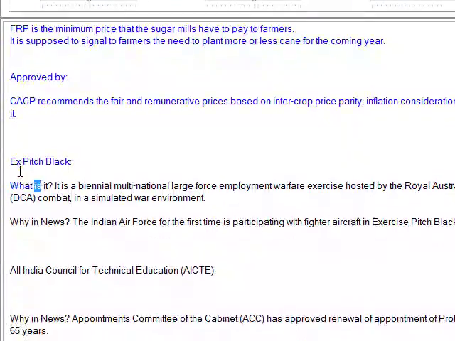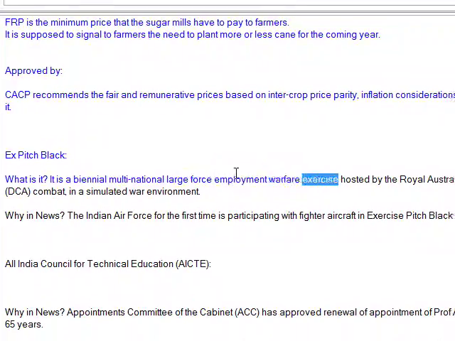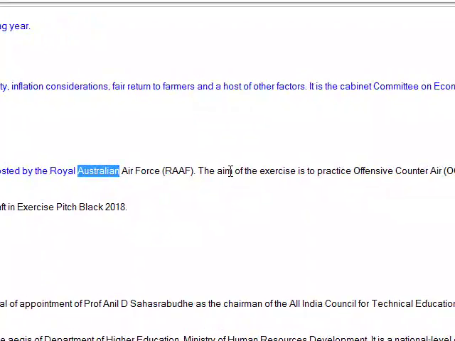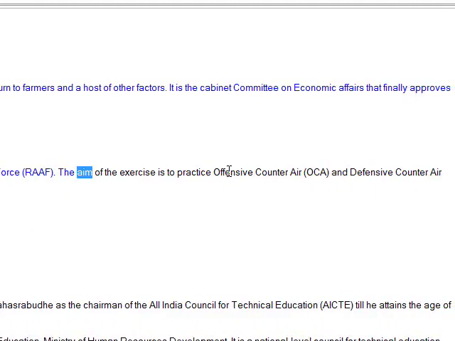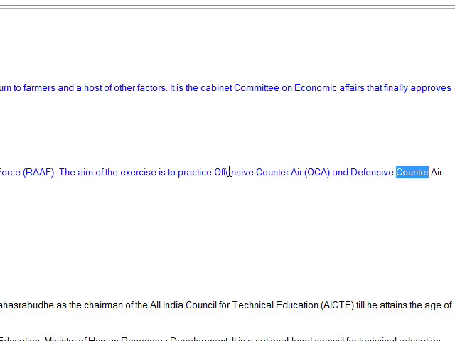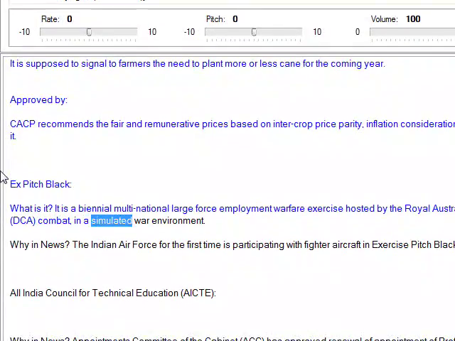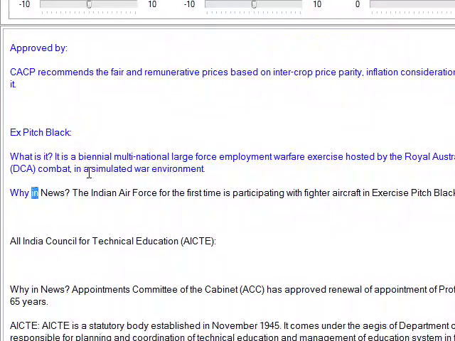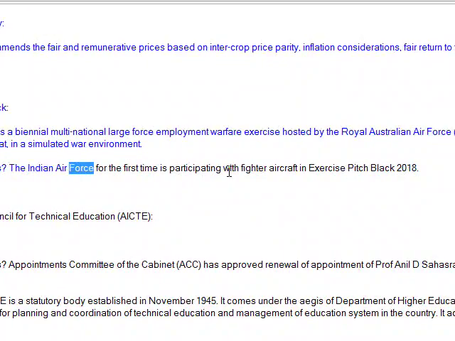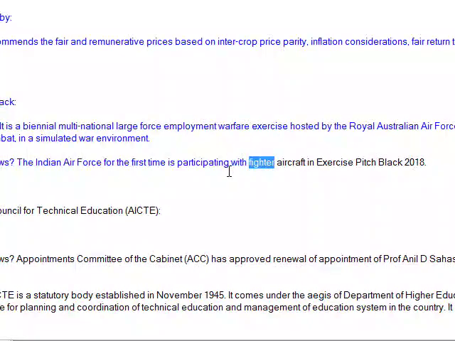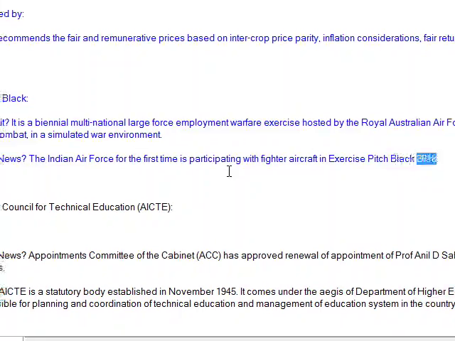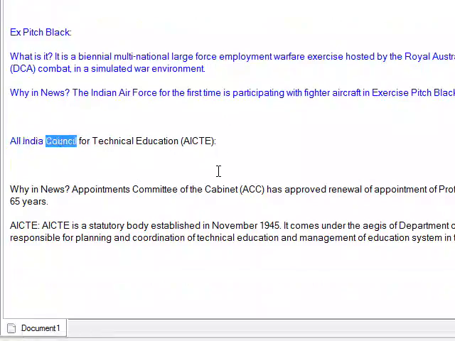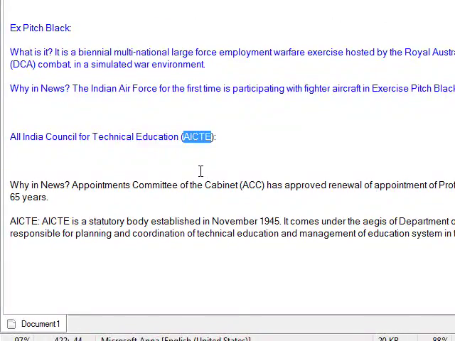Exercise Pitch Black. What is it? It is a biennial multinational large force employment warfare exercise hosted by the Royal Australian Air Force RAAF. The aim of the exercise is to practice offensive counter-air OCA and defensive counter-air DCA combat in a simulated war environment. Why in news? The Indian Air Force for the first time is participating with fighter aircraft in Exercise Pitch Black 2018.